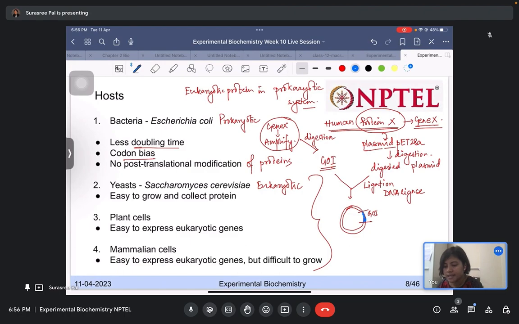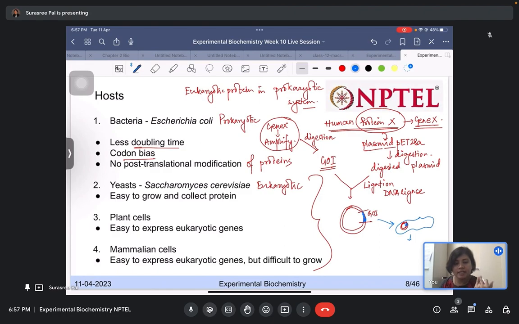Now this plasmid DNA, first of all, we have to transform it in a bacterial cell. So the plasmid is transformed into a bacterial cell, and now this bacteria will make many copies of this gene of interest.